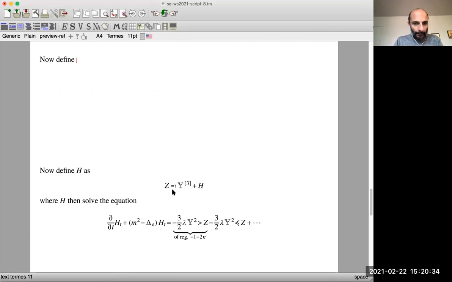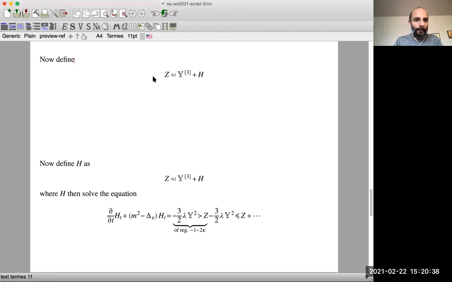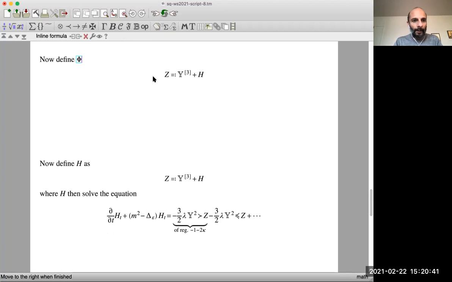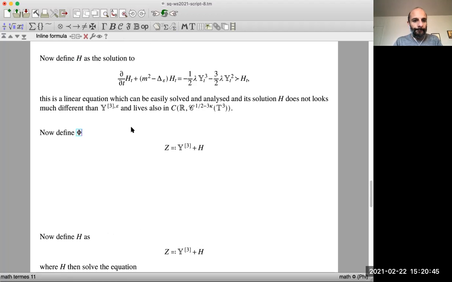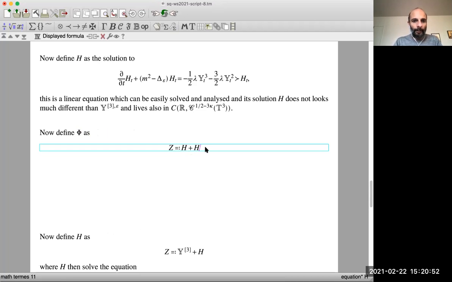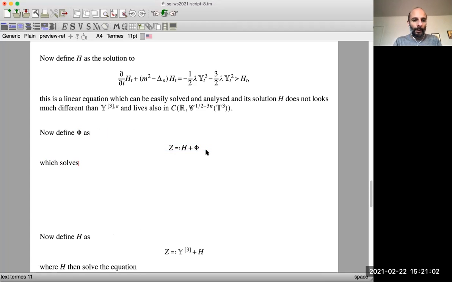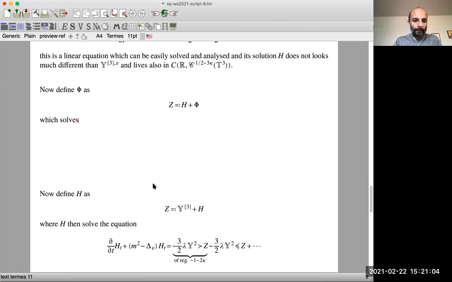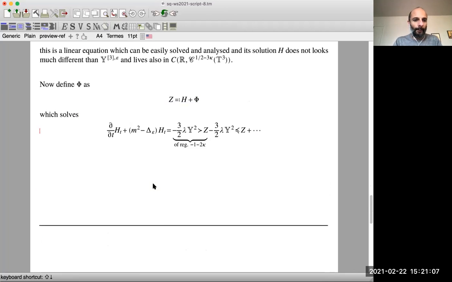Now we define, but I change. So Z, define that, give a name, phi. Let's call it phi. And you write like this. So this was H, and now you have phi. Phi is what remains. You have Z is H plus phi, which solves. Now we can write what equation phi solves. That's the interesting part.